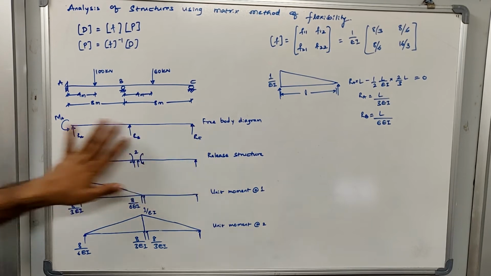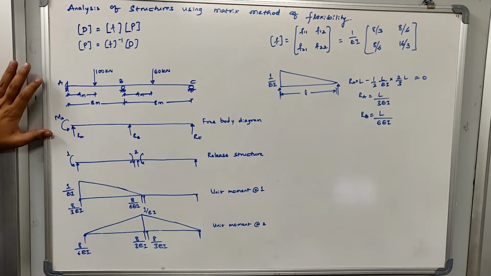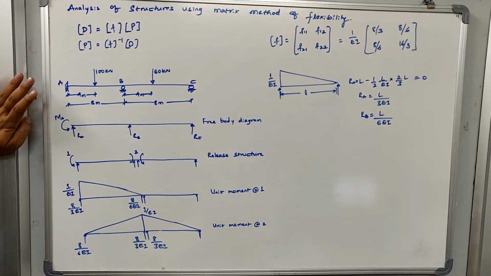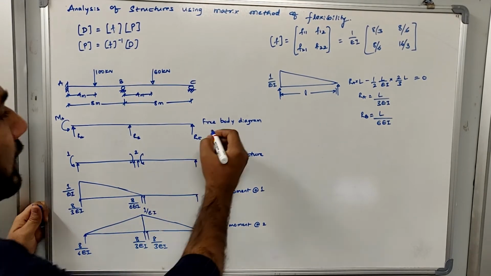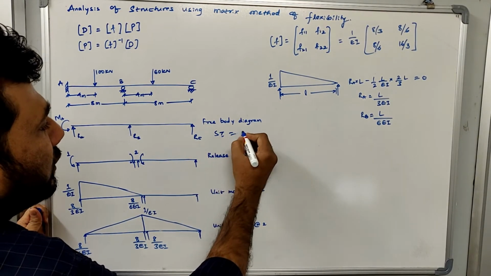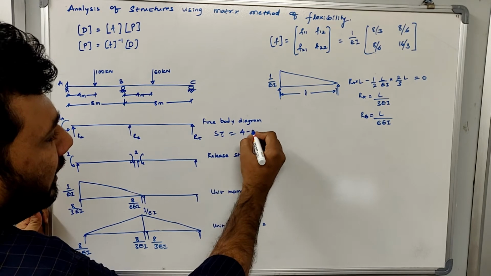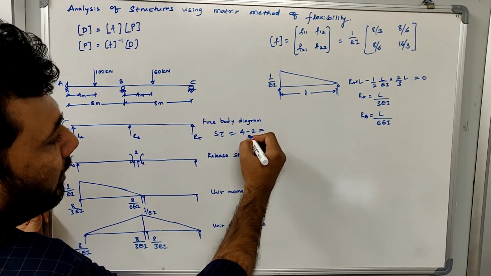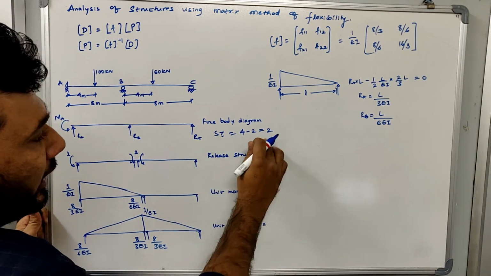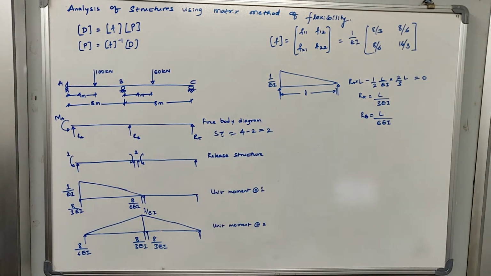So this becomes your free body diagram. After knowing the free body diagram, we found that there are four reactions. So 4 minus 2 equilibrium equations gives you 2 as the static indeterminacy. I hope you all remember how to calculate the static indeterminacy. You need to find how many reactions there are, minus the equilibrium equations that will be used. That gives you the static indeterminacy. So 2 is your static indeterminacy.